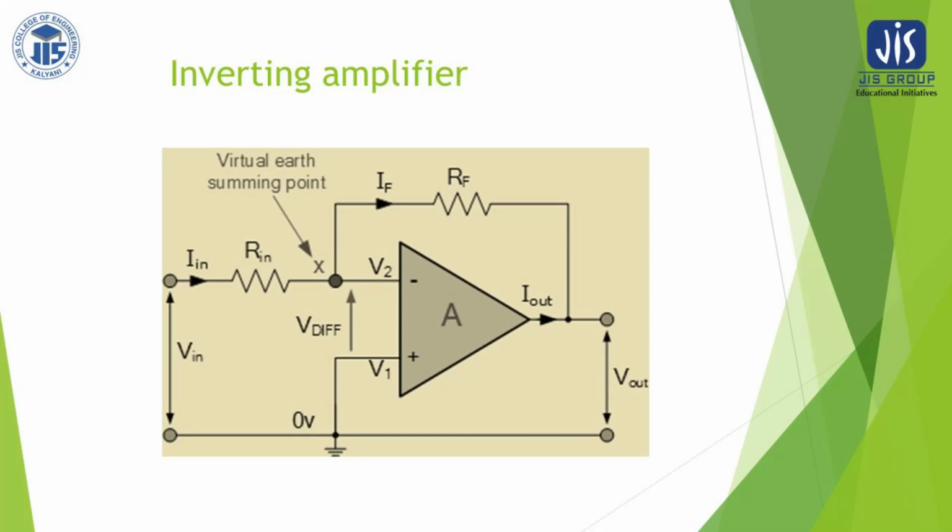This circuit is known as the inverting amplifier because the input is applied to the inverting terminal through a resistance, which is called the input resistance, connected externally to the op-amp. This is the feedback resistance, which takes a fraction of the output voltage as current to the input side. And here one of the terminals is grounded, that is, the non-inverting terminal is grounded.